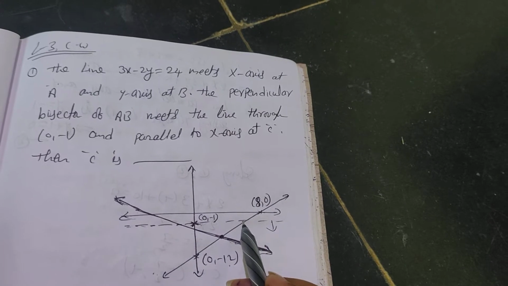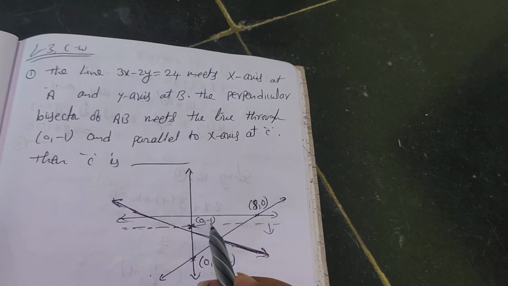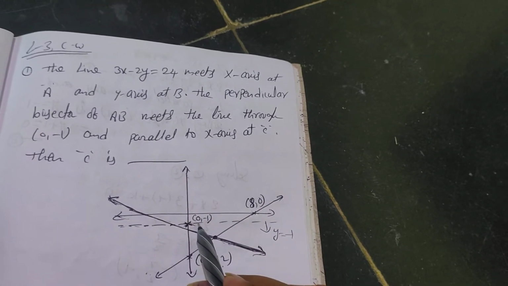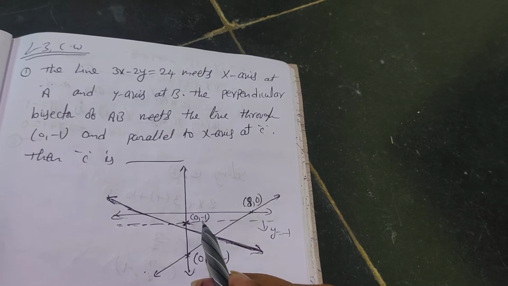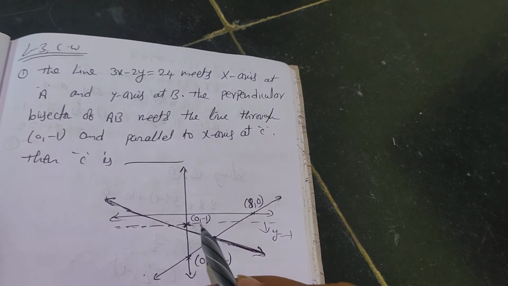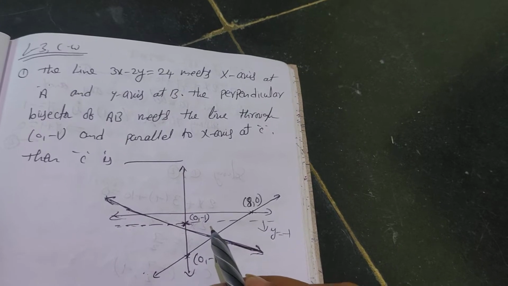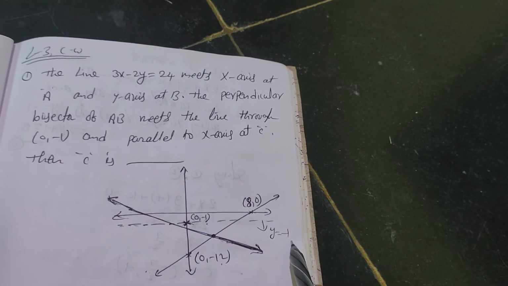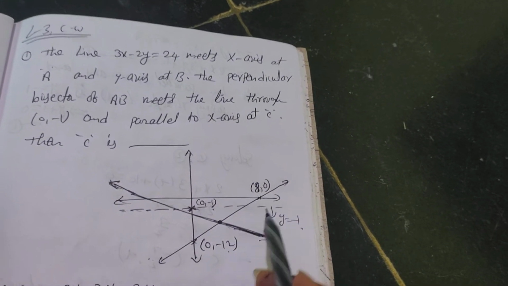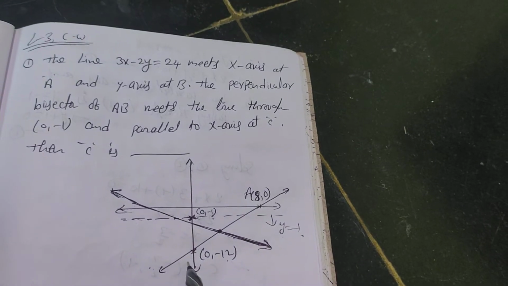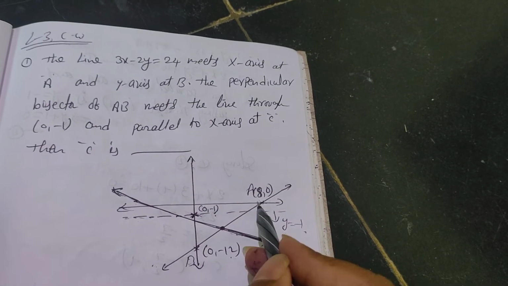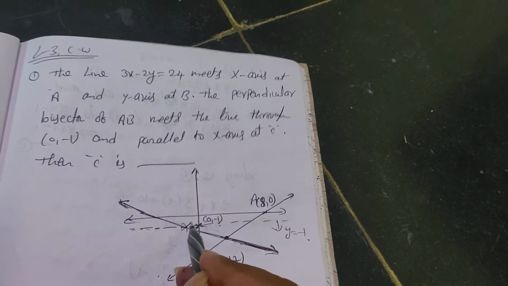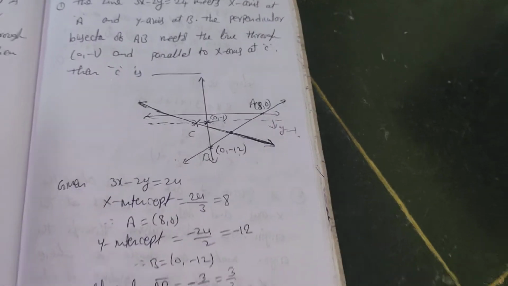So this equation is very clear. The line which is parallel to x-axis and passing through (0, minus 1) is y is equal to minus 1. In general, the line which is parallel to x-axis and passing through some point (h, k), that line equation is y is equal to k. Take the y coordinate only. So y is equal to minus 1 is this line equation. Now the perpendicular bisector of line segment AB intersects the line y is equal to minus 1 at the point C. Then he is asking to find the point C.